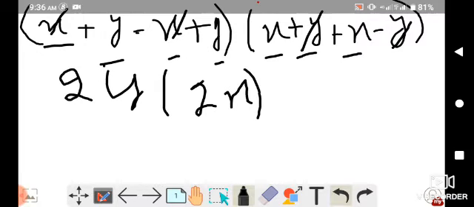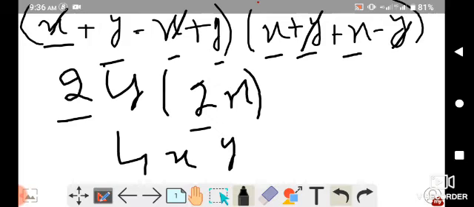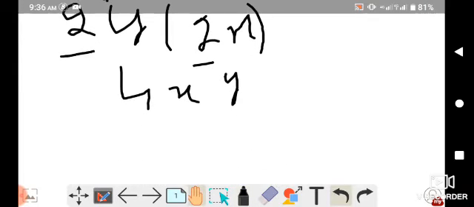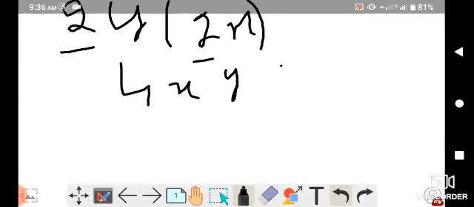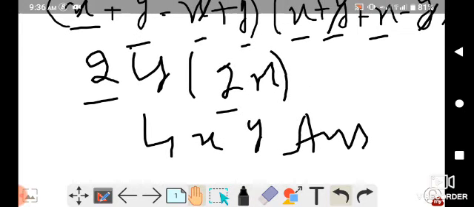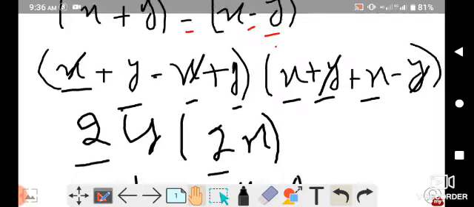So now we multiply them. 2 with 2, 2 times 2 is 4. Here x multiplied by y is xy. Okay, so this is the answer of the whole question: 4xy. How? We multiply 2 by 2, which is 4, and x multiplied by y, xy. This is question number 5.